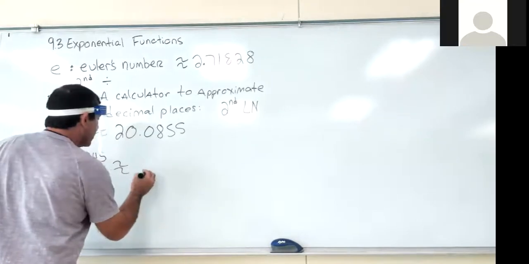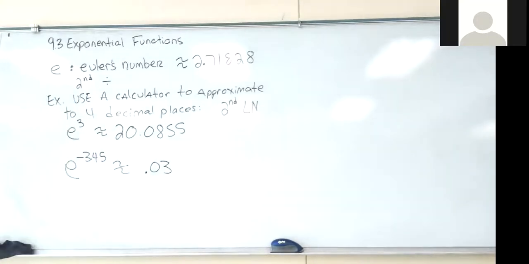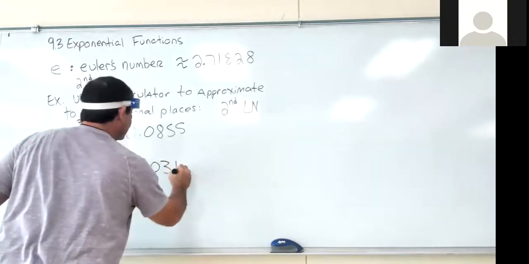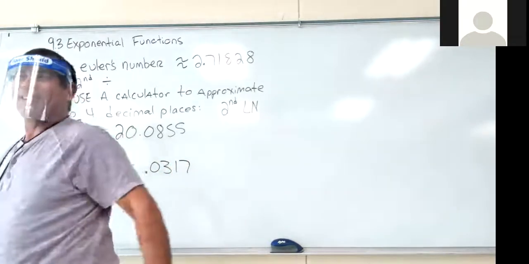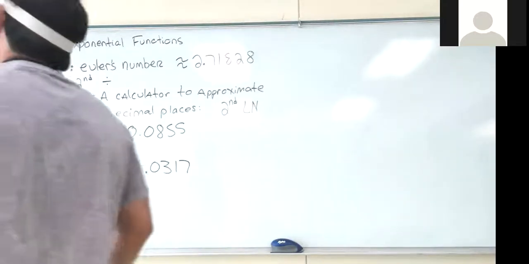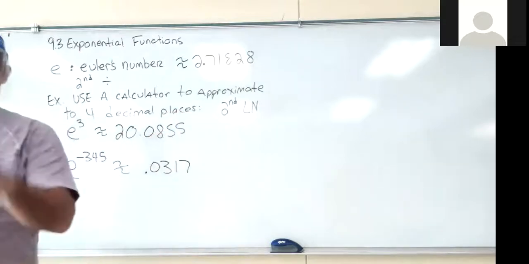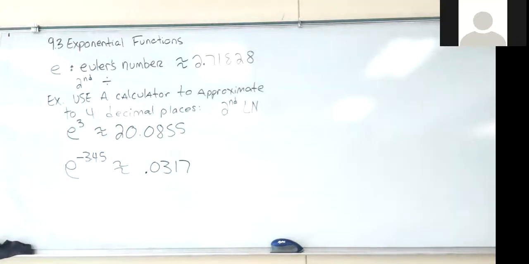Looks like what, a 0.0317? I guess I should be looking up there, right? I've got it right there. And then just remember, you're going 4 decimal places after that decimal there, okay? I'm getting something. What are you getting?